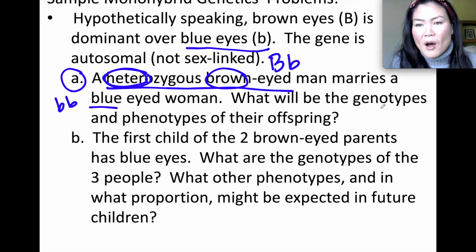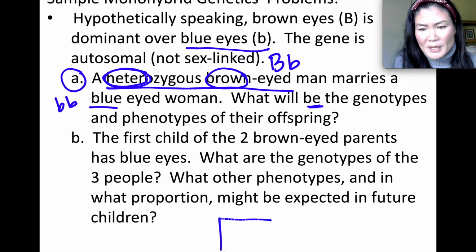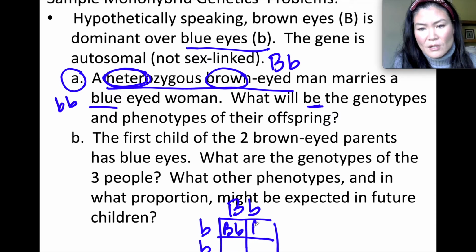What will be the genotypes and phenotypes of the offspring? It says what will be, but it really should say, what's the probability? What are the different probabilities of the genotypes and phenotypes of their offspring? Because there's space down here, I'll go ahead and do the Punnett square here. So let's put the father here and the mommy here. Little b, and then big B, little b, little b, little b.